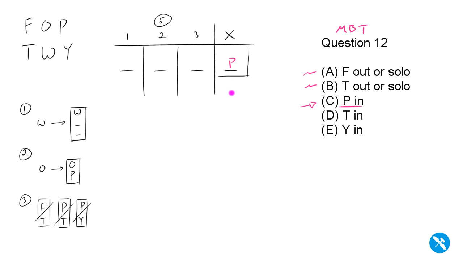Then that forces O to be out, right? And of course, that's not okay. We don't have two slots in our out group. Therefore, what? P must be in, which is what makes C correct.